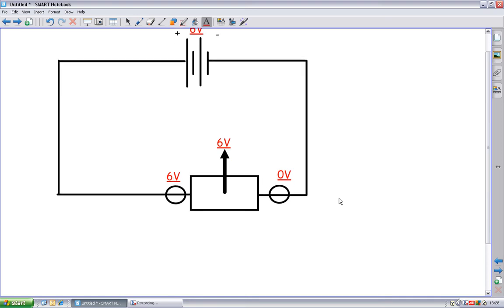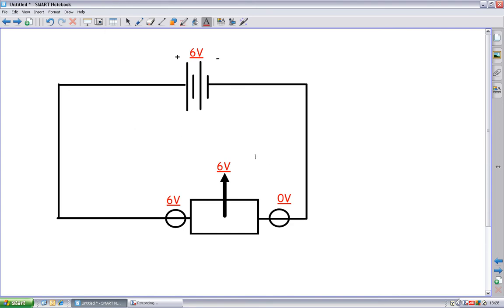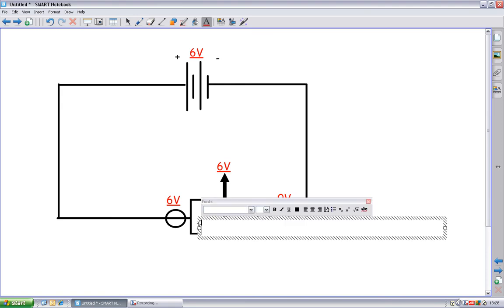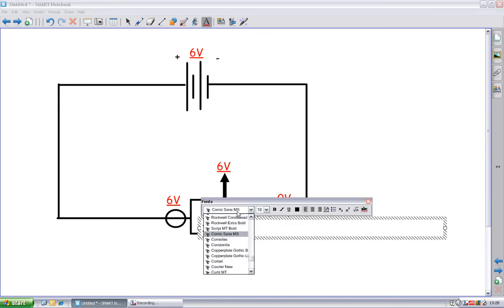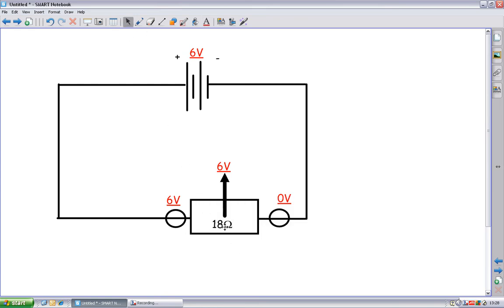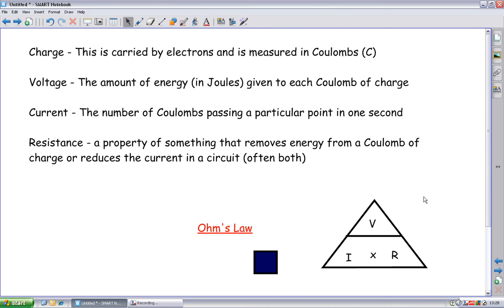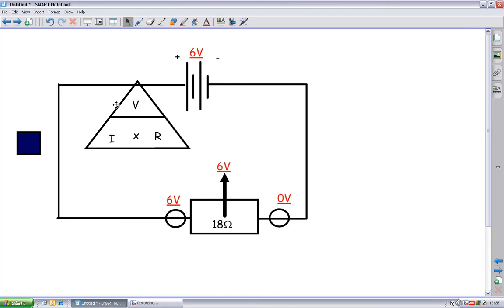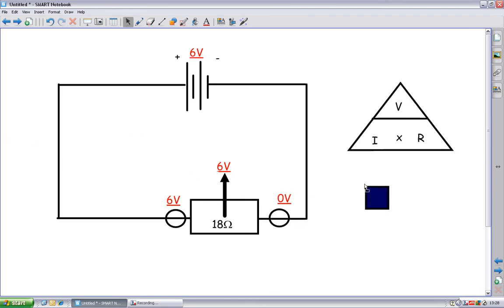Now, applying Ohm's law to that, I would need to know the resistance of this resistor or the current travelling through. So let's say that we know the resistor, and it's printed on the side, let's say we know that this is an 18 ohm resistor. There we go. Now let's go back and grab our little triangle. Copy that, paste it in here. So what am I trying to find out? I'm trying to find out the current that's coming into this resistor and the current going out of it.